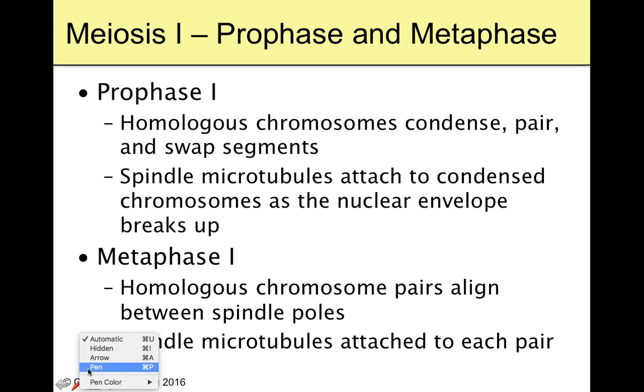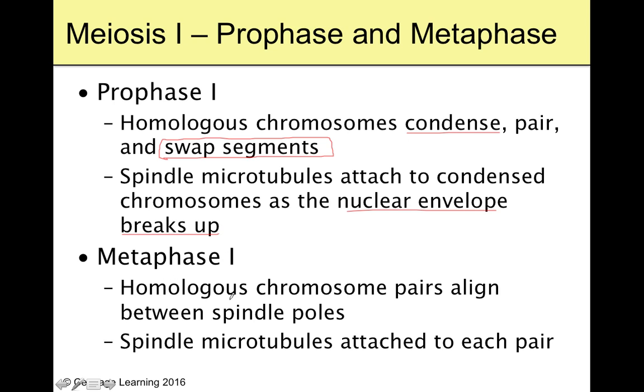Just like in mitosis, our chromosomes condense and become visible. They pair up, and then unlike mitosis, they're actually able to swap segments, which is kind of cool. We call this process crossing over, and it makes the genetic diversity we could accomplish before about a million times more complicated and more diverse. So they condense, they pair up, they cross over. Spindle microtubules attach to condensed chromosomes, and our nuclear envelope breaks up, just like in mitosis.